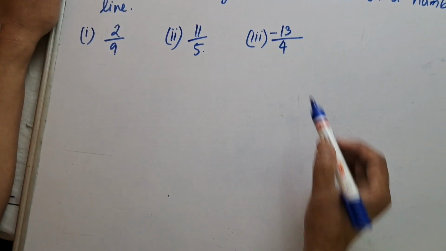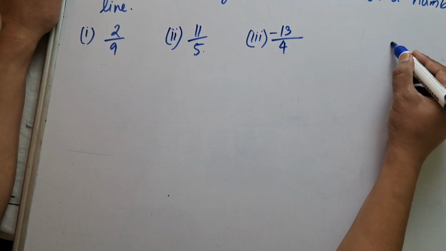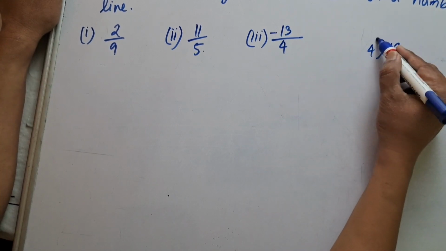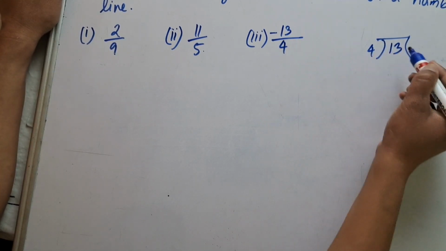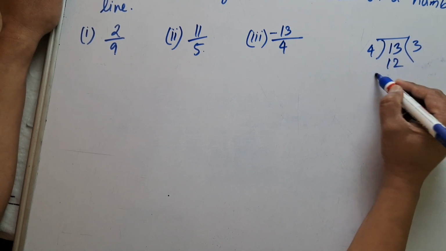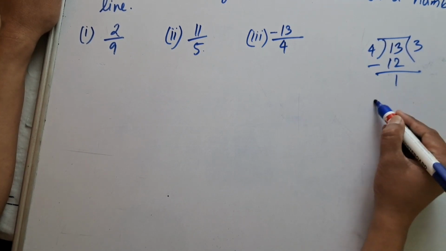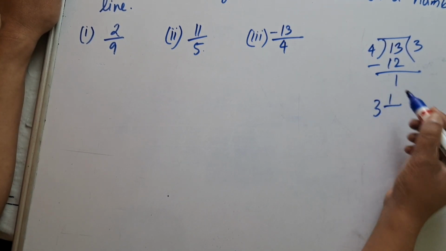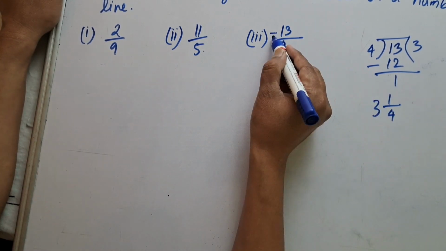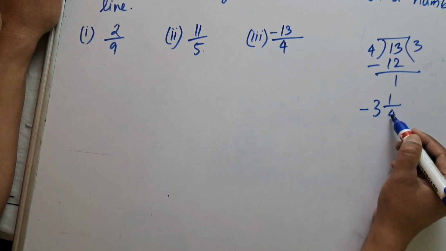Now let us place the rational number minus 13 by 4 on a number line. So let us divide 13 by 4. 4 3s are 12, isn't it? 13 minus 12 is 1. So the quotient 3 we write here, the remainder 1 here, and the divisor 4 here. So this is 3 whole 1 upon 4. We have a negative sign, so we put the negative sign here. Minus 3 whole 1 upon 4, isn't it?